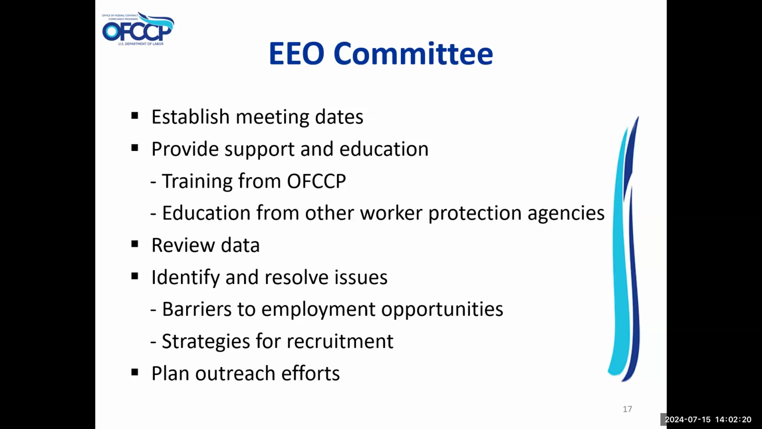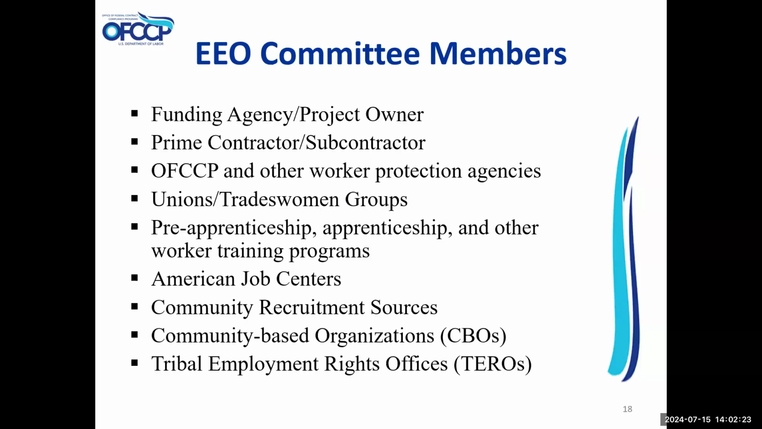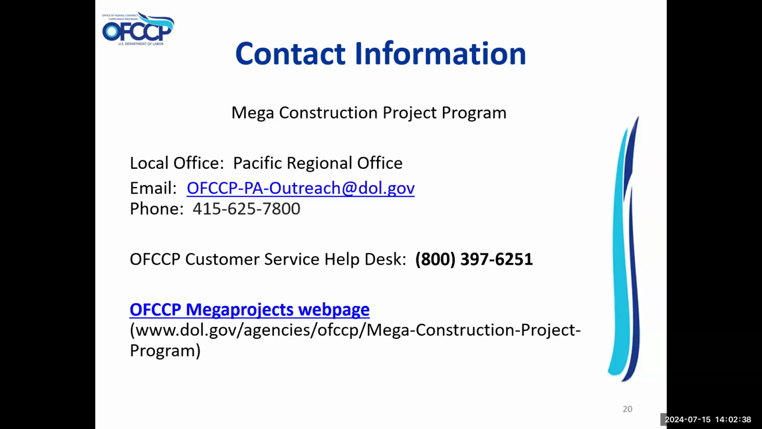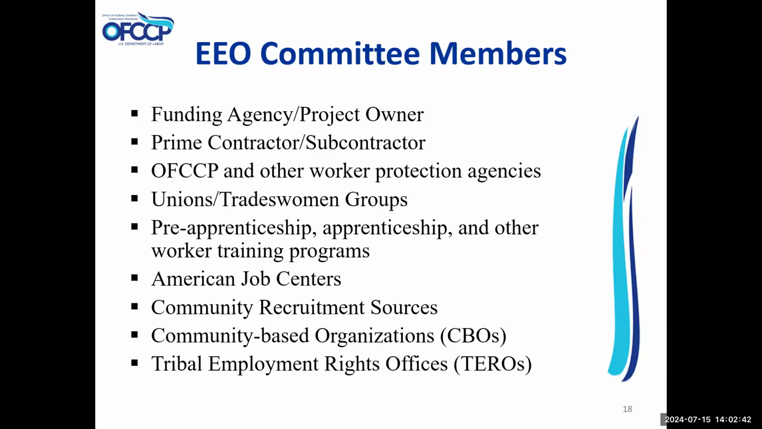Next slide is going to be the EEO committee members. The EEO committee is made up of a number of groups as listed on this slide. Going over the list, standard members include the funding agency and project owner, if different, the prime or general contractor on the project and subcontractors, OFCCP and federal enforcement agencies such as DOL's Wage and Hour Division and Occupational Safety and Health Administration, OSHA, state and local civil rights enforcement agencies, and then labor unions, trade women groups, and other worker organizations.